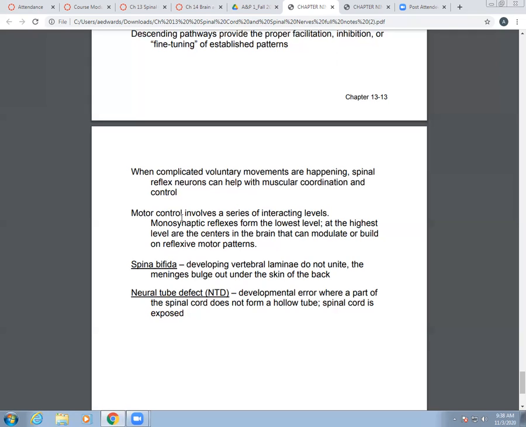So you also have what we call the neural tube defect. Okay, and this is an error in development where part of your spinal cord doesn't form the hollow tube, and exposes your spinal cord, which again is not good. All right, because you want more of a closed area so your neural tube can develop normally. Okay. All right.